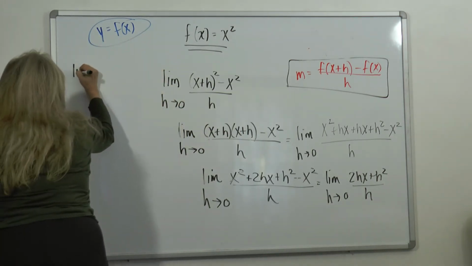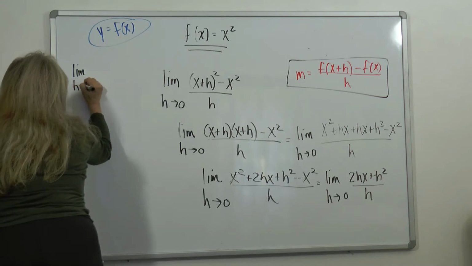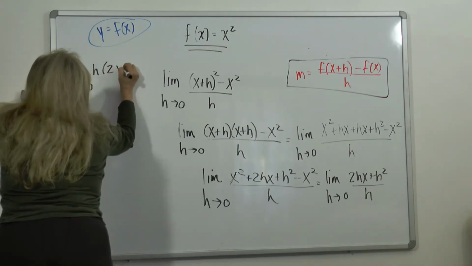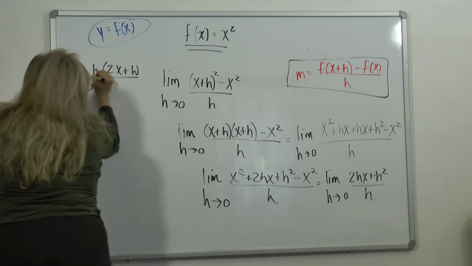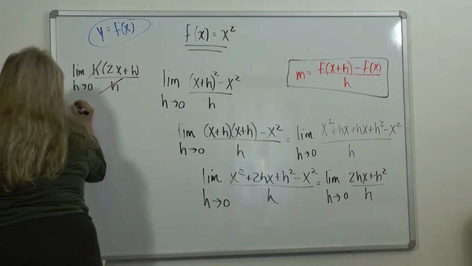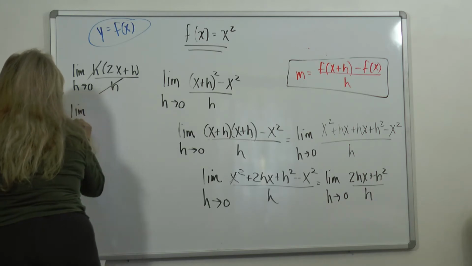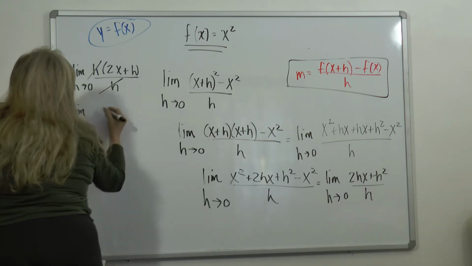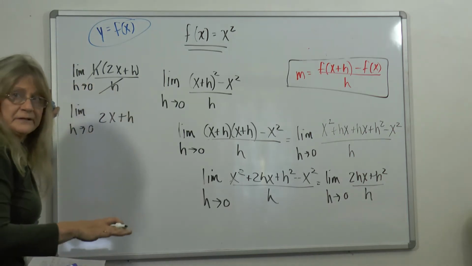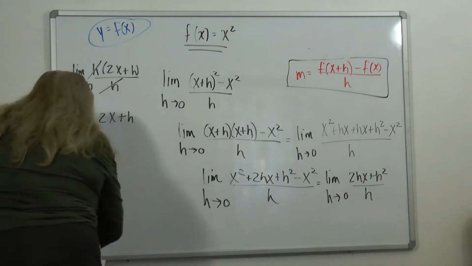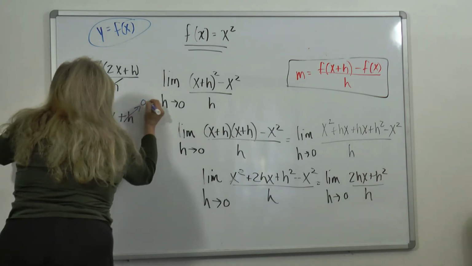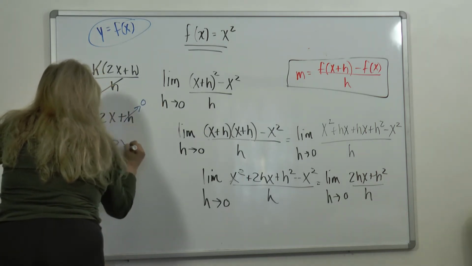So the limit as h goes to 0, factor out an h, and you have (2x plus h) over h. Those are going to cancel, and you're going to have the limit as h goes to 0 of 2x plus h. Now that you don't have to worry about division by 0, you can go ahead and let h equal 0. So the whole thing is 2x.